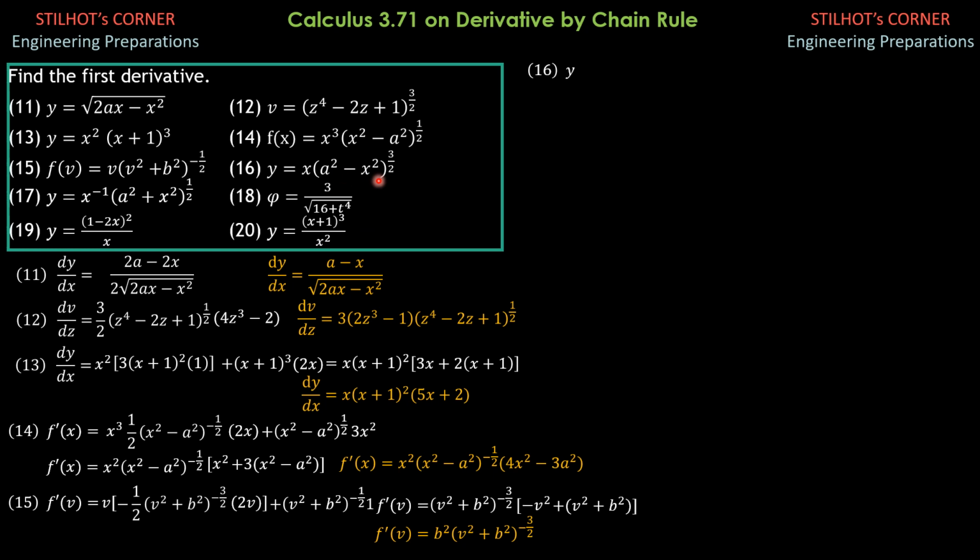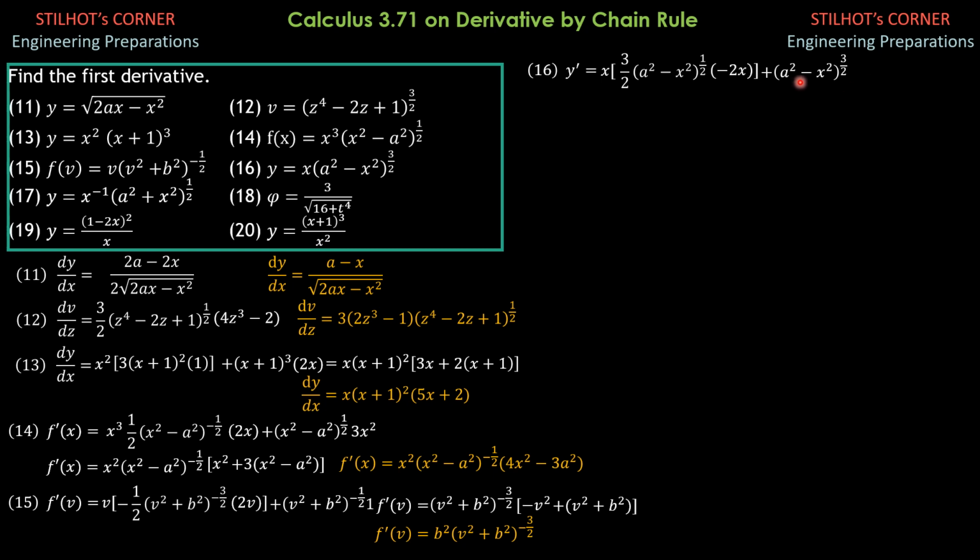This is derivative of product again. So y prime is equal to first, x, derivative of second is 3 halves quantity a square minus x squared to the 1 half times negative 2x. Derivative of a square minus x squared is negative 2x. And plus second, we simply copy this. Derivative of x is 1, of course, with respect to x. So plus quantity a square minus x squared raised to 3 halves times 1. So 1 is not shown here.